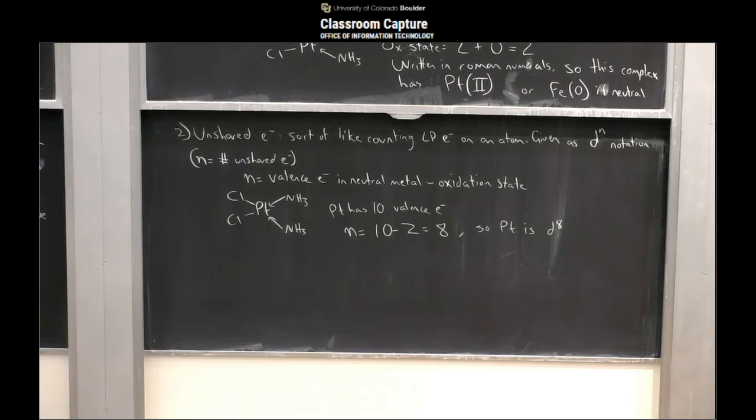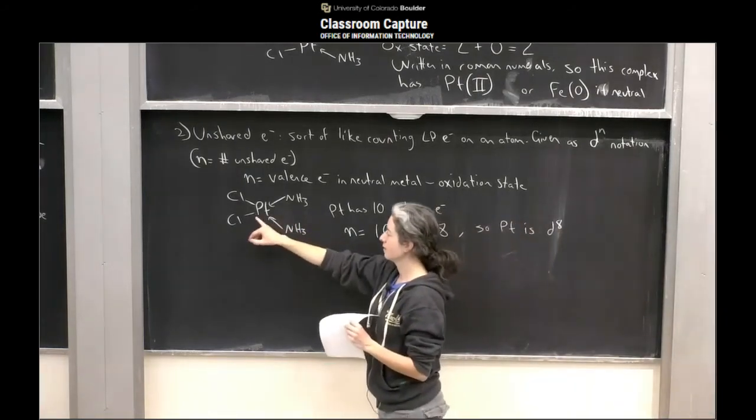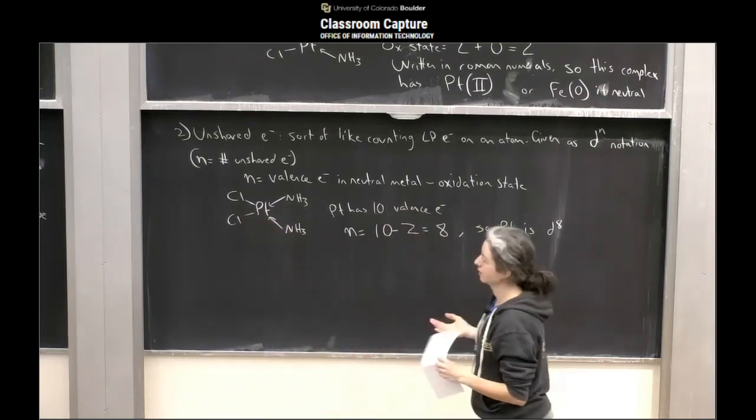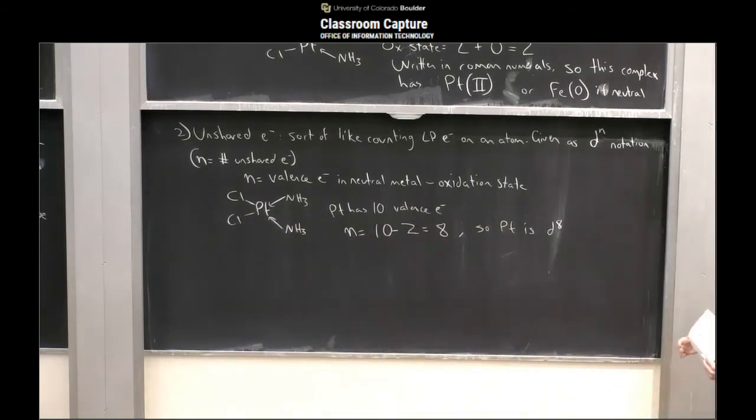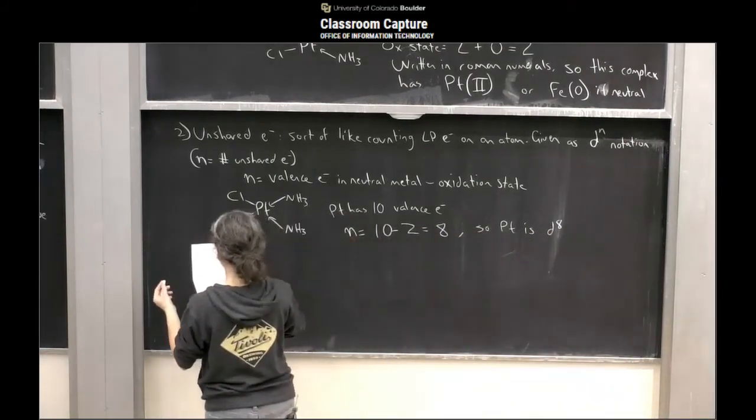Questions about that one? This is just another method of counting the d electrons, essentially. It's sort of how many electrons are left to the metal once you deal with the fact that some of them might be tied up in bonding to X-type ligands and not really belonging to the metal anymore at that particular moment. Okay, so the last one we're going to look at is electron count.